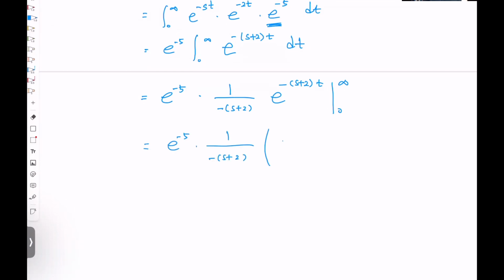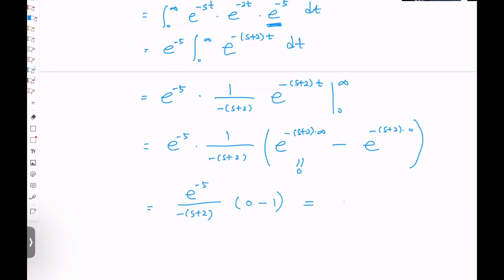Similar way, if you plug in infinity, e to the negative s plus 2 times infinity, minus e to the negative s plus 2 times 0. This guy is going to be 0. So e to the negative 5 over negative s plus 2 times 0 minus 1, which is e to the negative 5 over s plus 2.